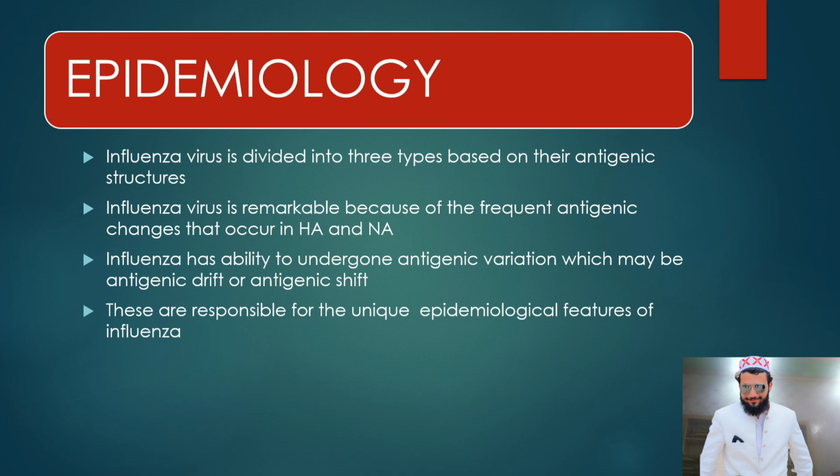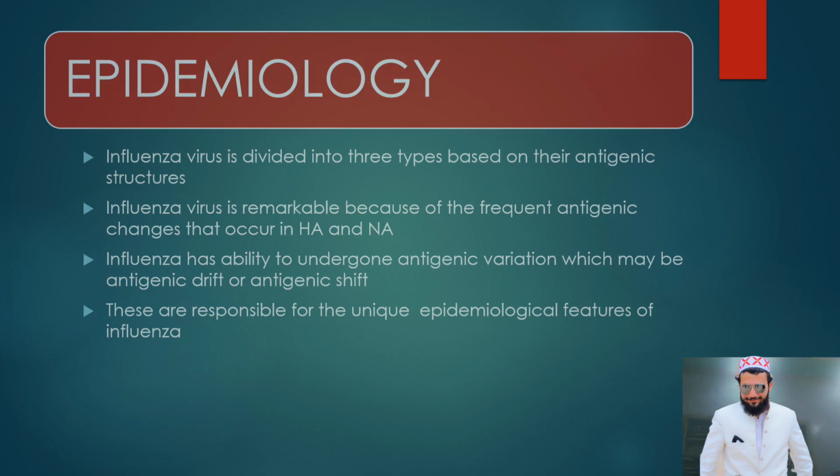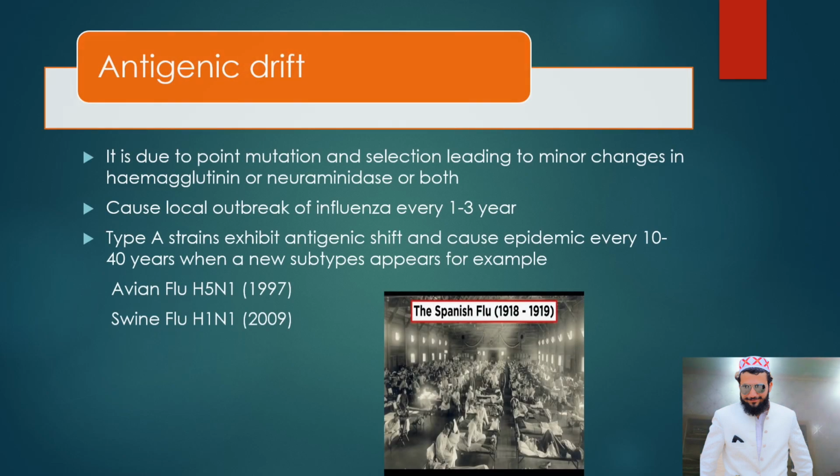Epidemiology. Influenza virus is divided into three types based on their antigenic structure. Influenza virus is remarkable because of the frequent antigenic changes that occur in hemagglutinin and neuraminidase. Influenza has the ability to undergo antigenic variation, which may be antigenic drift or antigenic shift. These are responsible for the unique epidemiological features of influenza.